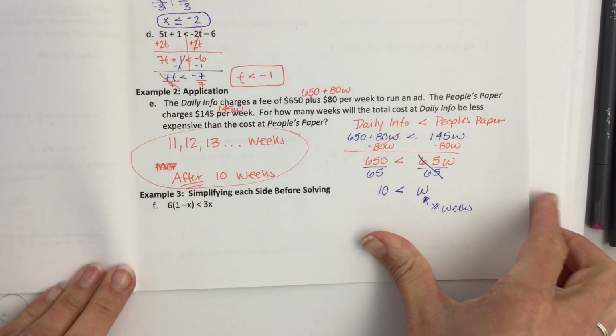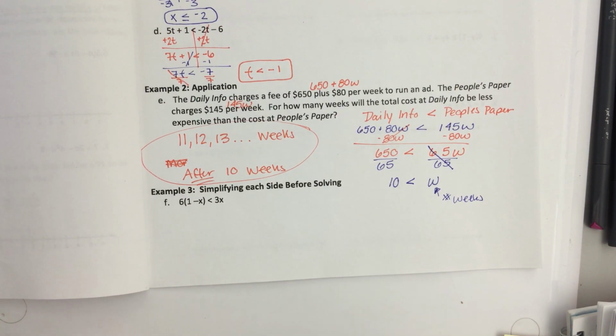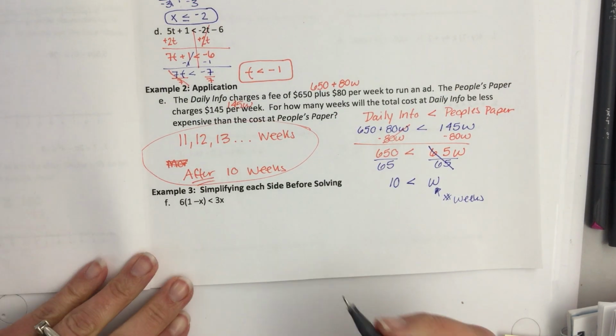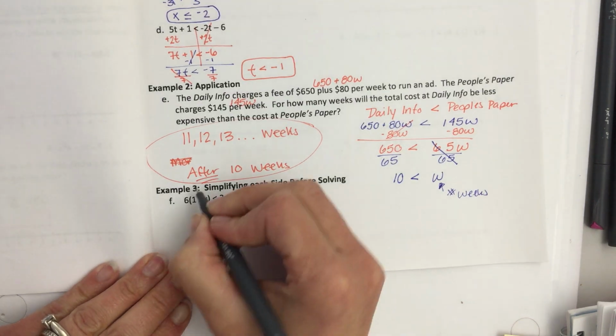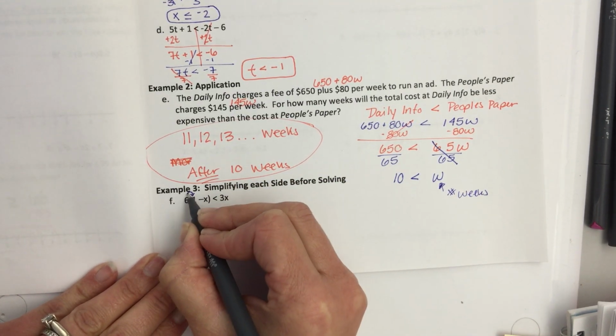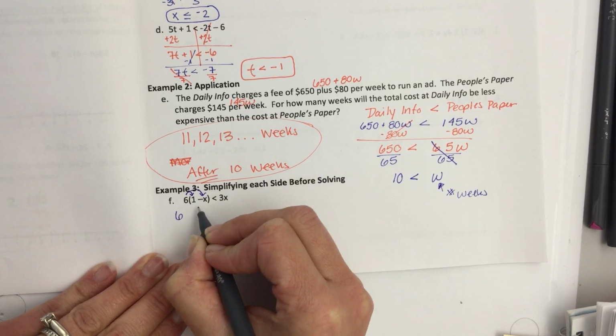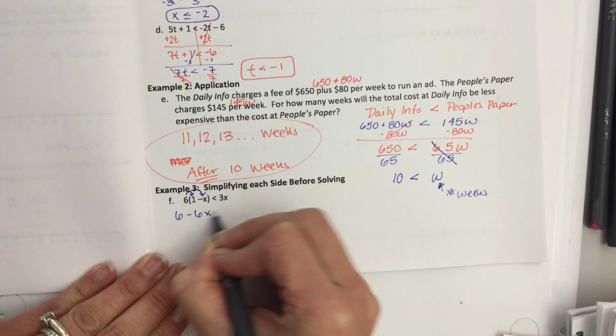Okay, a few more problems. These are the simplifying each side before solving. We did a few of these in the last section. Now we just have variables on both sides. So I distribute first. So 6 times 1 is 6. 6 times x is just 6x.